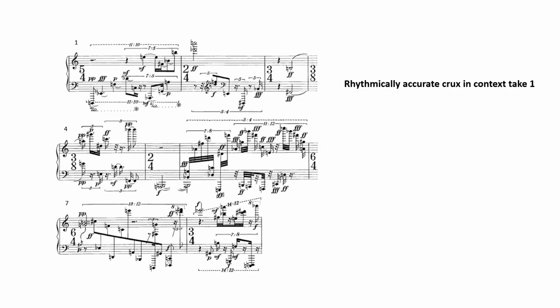As before, I performed this version of the crux in isolation 5 times, determining an average bass speed of 31.5 beats per minute, significantly slower than Henk's 35 beats per minute, the slowest performance on record. Here it is in context.